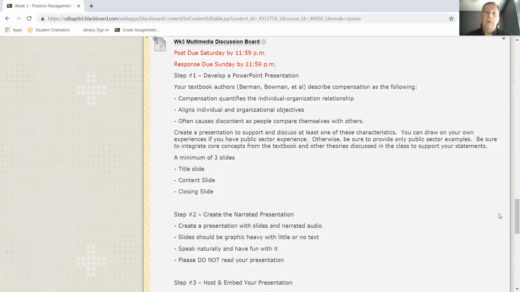Then the third thesis, which is a more negative one, is that compensation can often cause discontent, as people tend to compare their compensation levels to others. They see compensation as being a surrogate for how much the organization values them. So therefore, if someone has a higher compensation level, the individual employee will assume that, well, the organization values that employee's contributions more than my contributions.